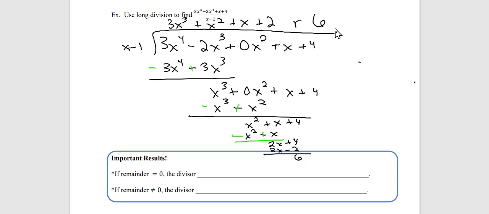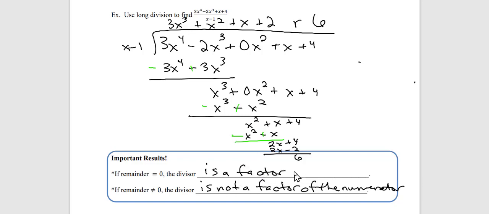The important idea here is that when you have a remainder that is not 0, the divisor is not a factor of the numerator. If the remainder is 0, the divisor is a factor of the numerator.